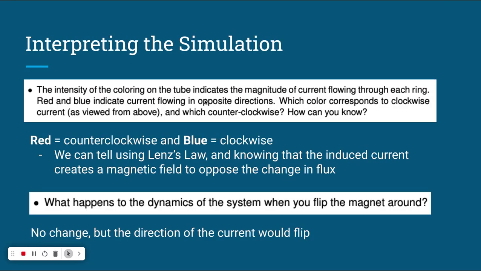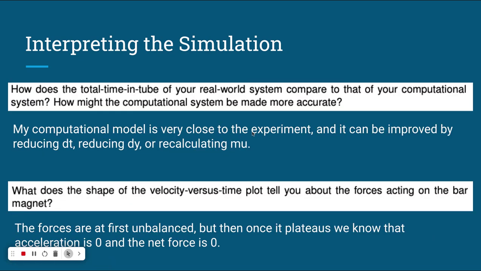Interpreting the simulation. For this question, red is counterclockwise and blue is clockwise, and we can tell this using Lenz's law. We know that the induced current has to oppose the change in flux, so it has to be counterclockwise first to oppose the changing flux going down. What happens to the dynamics if you flip the magnet around? No change, but the direction of the current would flip because the flux is now going up. So it'd be clockwise first, then counterclockwise.